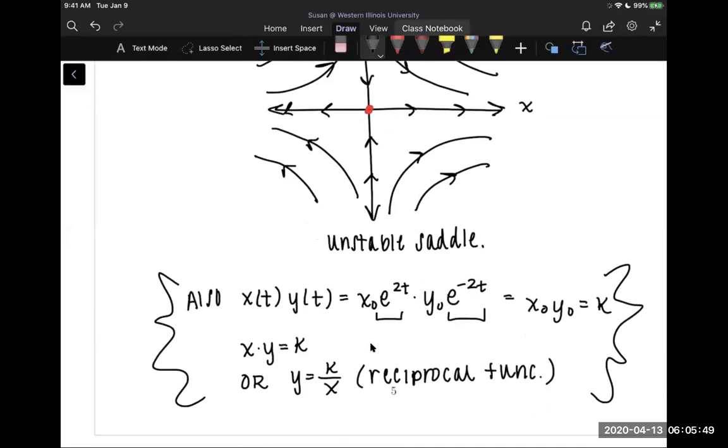So this concludes our section 6.1. Again, we were talking about stability and the phase plane. And we will continue on in chapter 6 with section 6.2 next.